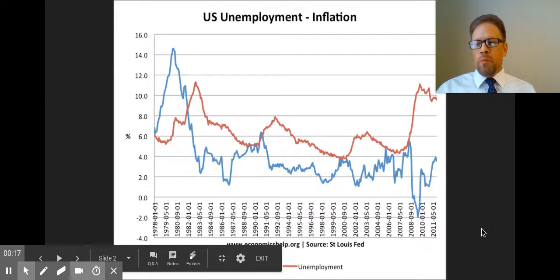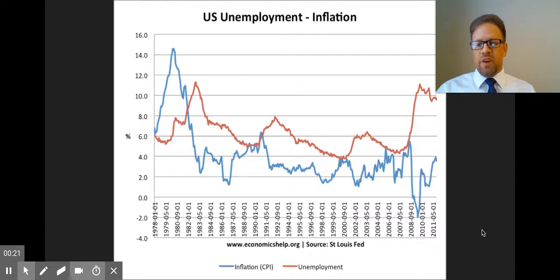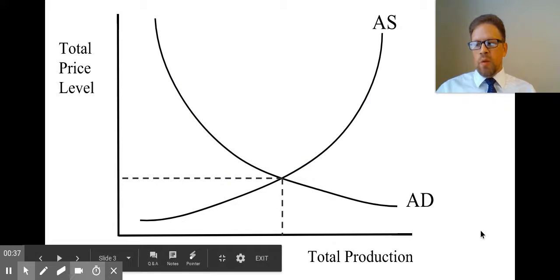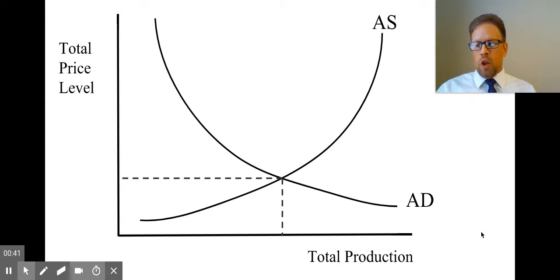Now, both unemployment and inflation can be harmful to the economy if left unchecked and allowed to remain at too high of a level. Especially in the short run, the money supply has the ability to lower either unemployment or inflation. When the money supply is higher, unemployment is generally lower.